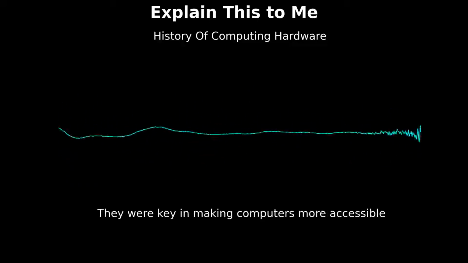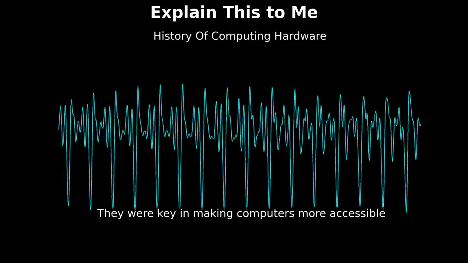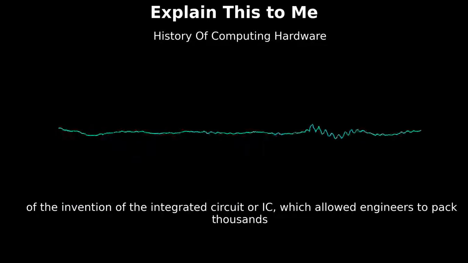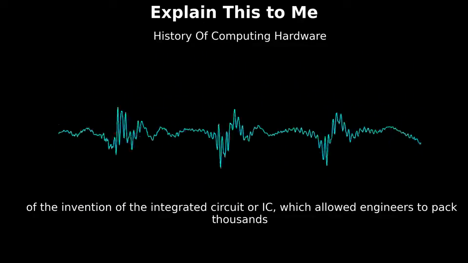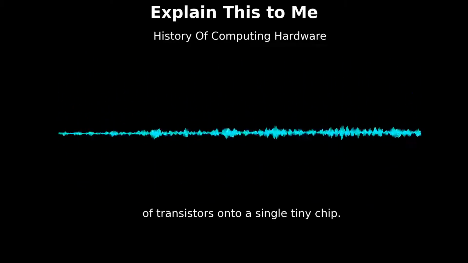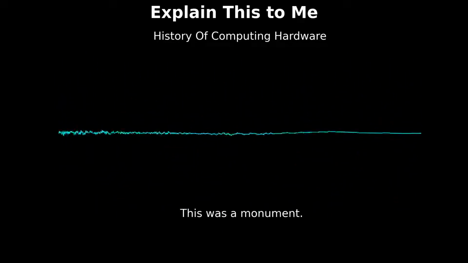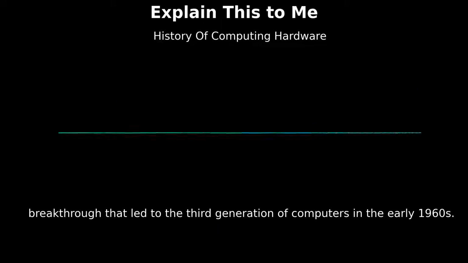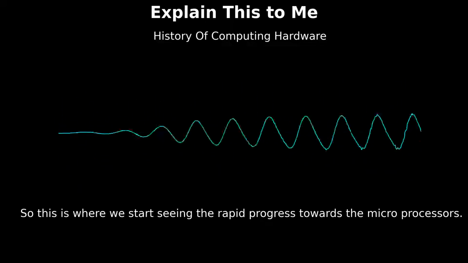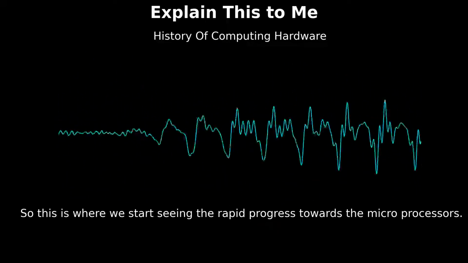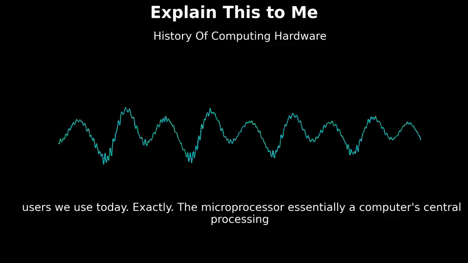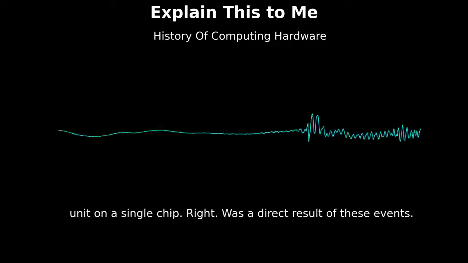And then, of course, we have the invention of the integrated circuit, or IC, which allowed engineers to pack thousands of transistors onto a single tiny chip. This was a monumental breakthrough that led to the third generation of computers in the early 1960s. So this is where we start seeing the rapid progress towards the microprocessors and personal computers we use today. Exactly. The microprocessor, essentially a computer's central processing unit on a single chip, was a direct result of these advances in integrated circuit technology.